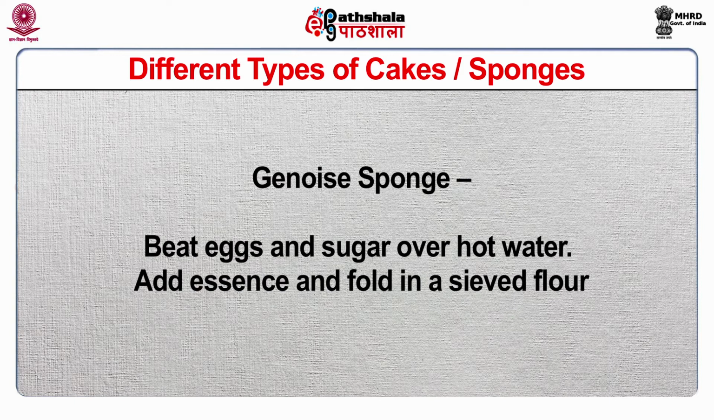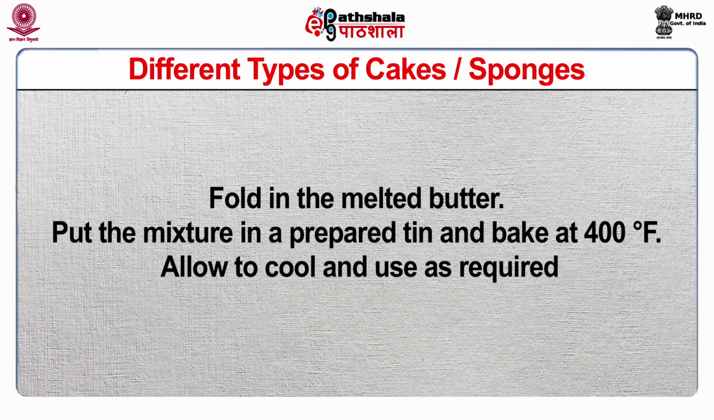Genoise sponge. Beat eggs and sugar over hot water, add essence and fold in sieved flour. Fold in the melted butter. Put the mixture in a prepared tin and bake at 400 Fahrenheit. Allow to cool and use as required.